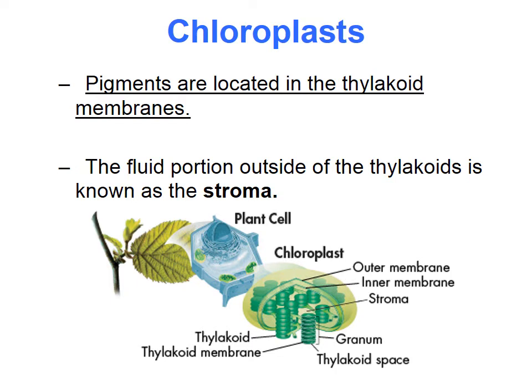Pigments are located in the thylakoid membranes. That's where the pigments are. And then the area outside of those stacks, or outside the thylakoids, is called the stroma. You might want to sketch this little picture down here of the chloroplast.